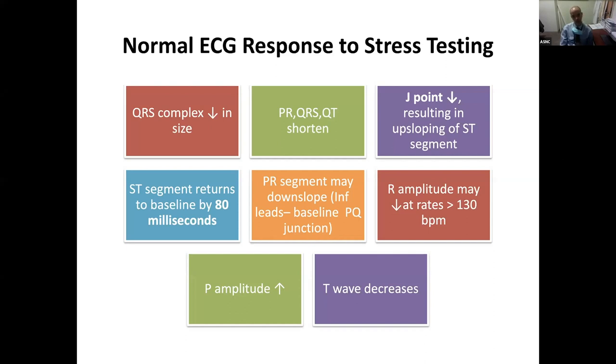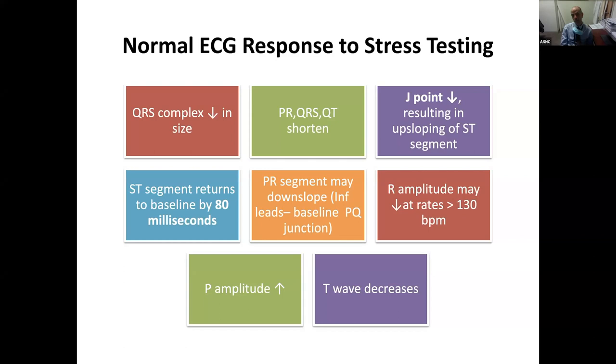And these essentially involve either the duration of certain segments and complexes in your EKG or the amplitude of the EKG signal. So your QRS complex will decrease in size with evolving exercise, but the duration of the PR interval, the QRS complex, and the QT segments will actually shorten as your heart rate increases and your RR interval shortens. All these intervals also will tend to shorten usually.